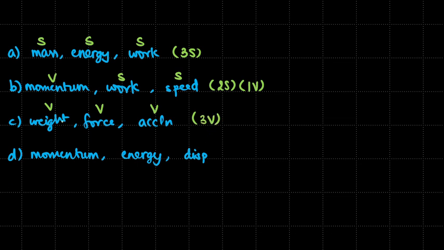So obviously this is not the answer, but still, let's see. Momentum is a vector, energy is a scalar, and displacement is a vector. So there is one scalar and two vectors. So that's the thing that we needed. Two vectors is what we needed. Hence, that's going to be the answer.